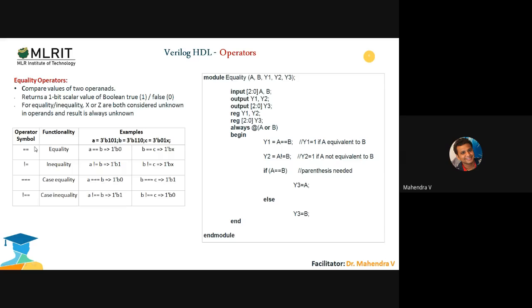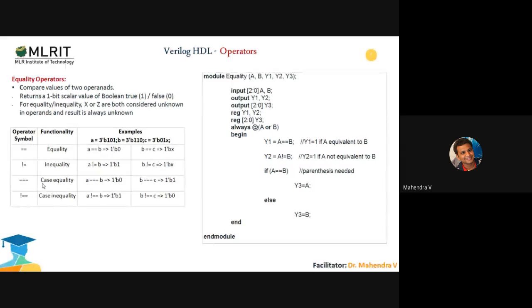For equality, double equal. For inequality, this is the symbol, negate and then the equal symbol. And here you could see two more, case equality and case inequality. The difference between normal equality and case equality is that case equality will consider the x and z also for the comparison. But case inequality is not synthesizable. Not synthesizable means practical implementation of case inequality is not possible. That is limited to simulation only.